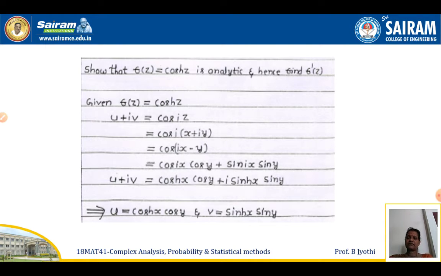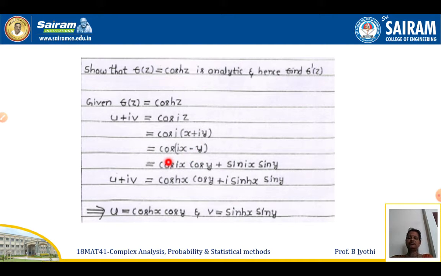Next, show that f of z equals cos hz is analytic and hence find f dash of z. So, f of z is equal to cos hz, which I have discussed in the first lecture. Cos hz can also be written as cos iz, where z is replaced with x plus iy. When I multiply with i, it will be cos of ix, and here i into i is minus, therefore it will be y.